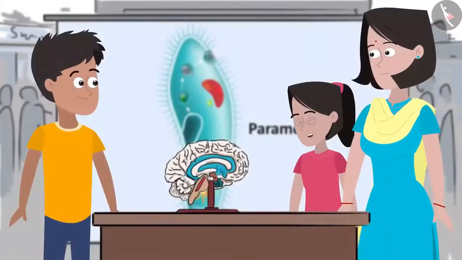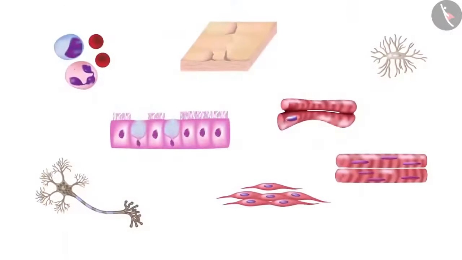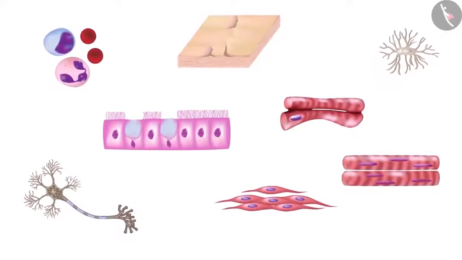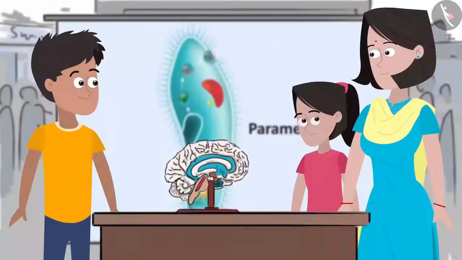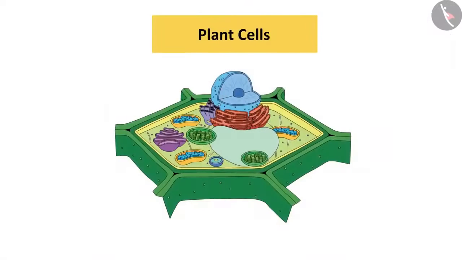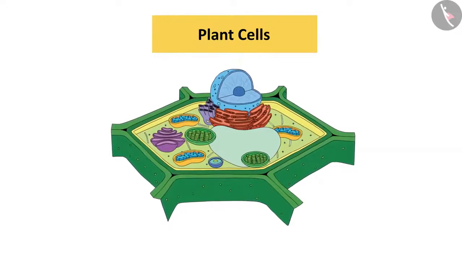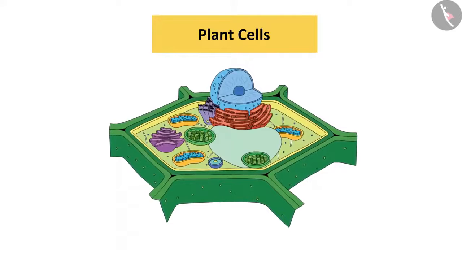Mummy, there are so many different types of cells within our bodies. Do the same cells make plants? Well, not really. Plant cells are different. Unlike animal cells, all plant cells are more or less of the same shape and size. Considering the different needs of plants than animals, plant cells have some additional structures.